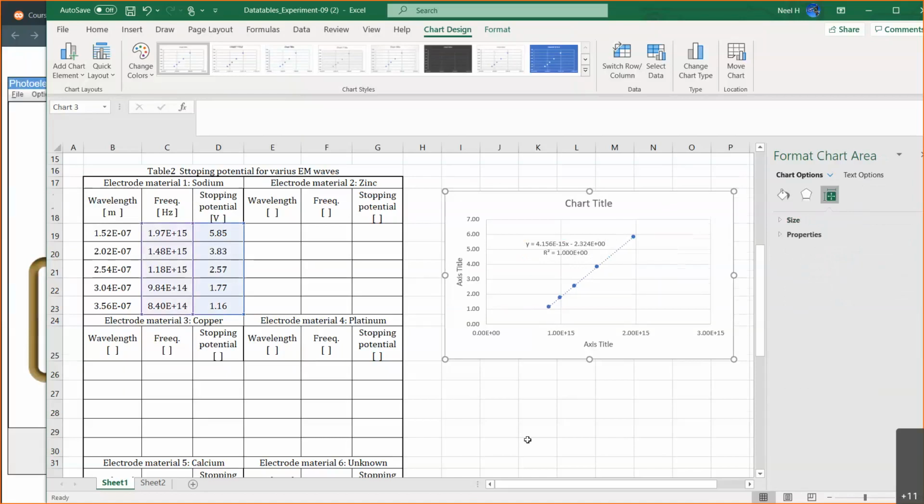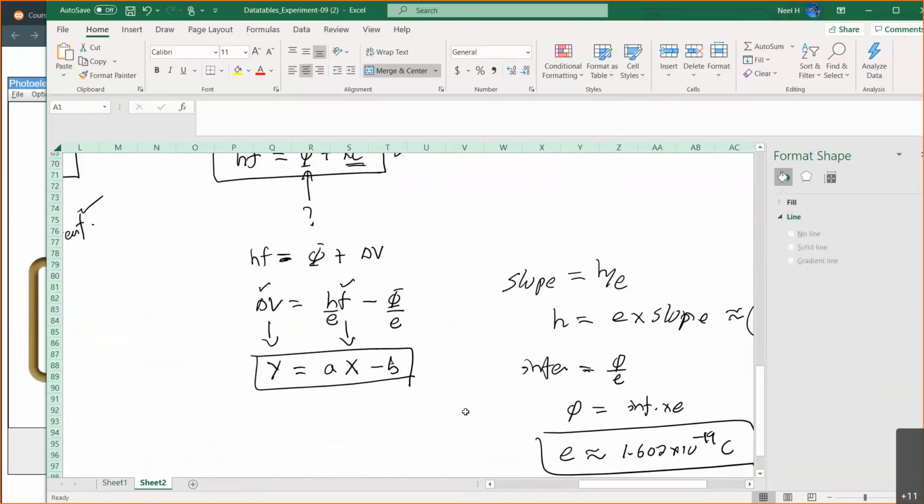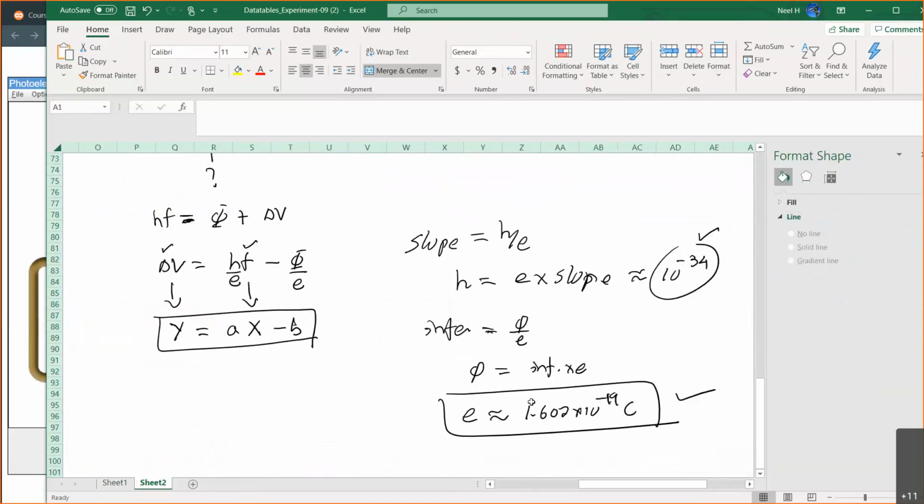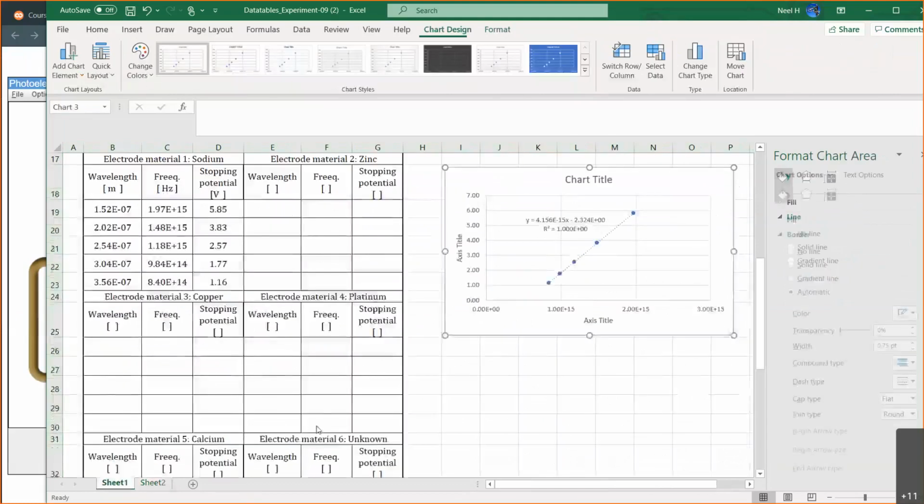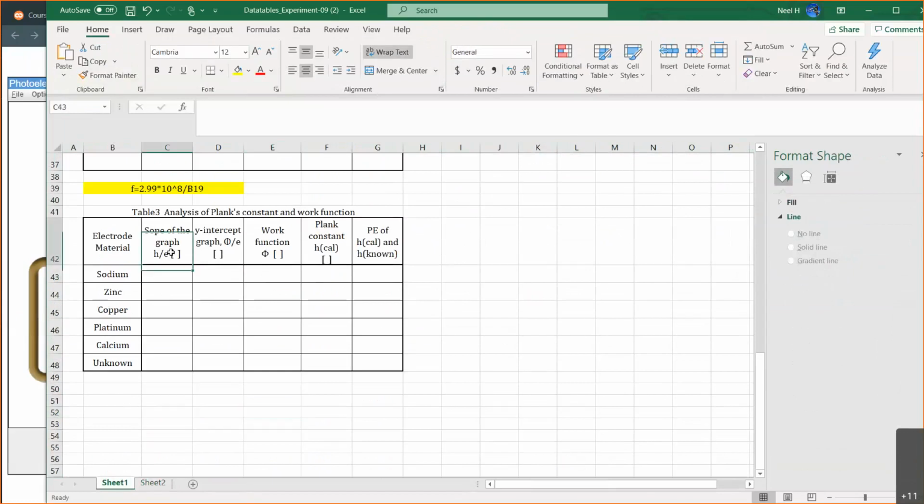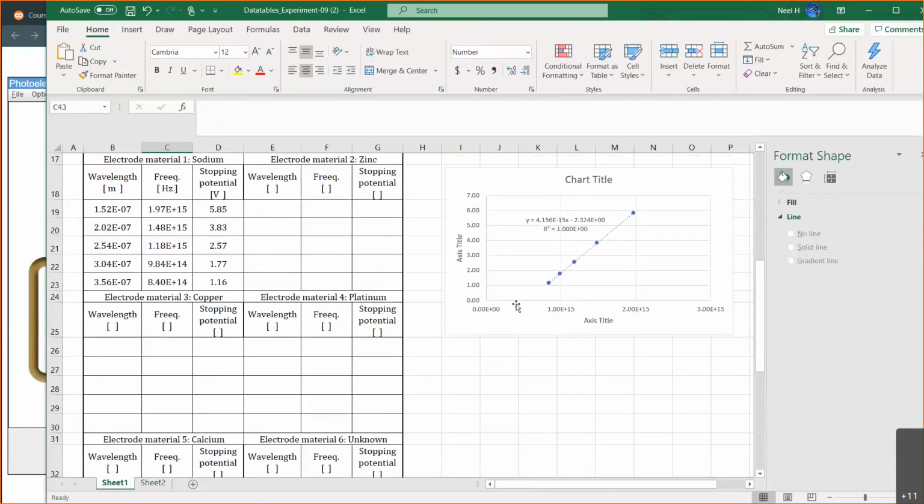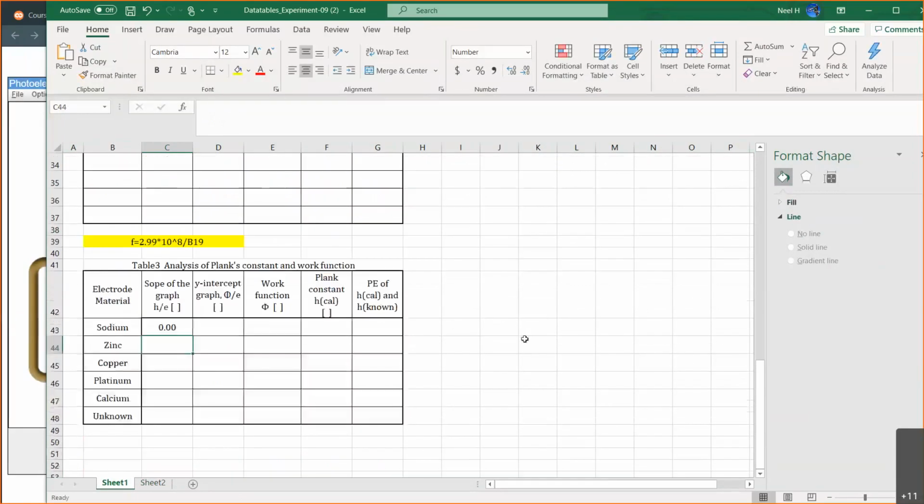All right, now by using that, let's calculate. Slope is 4.156. If I go into the equation, slope multiplied by charge of the electron should be the Planck constant, right? Let's check that one on your table number 3, that's what we're doing. For sodium, slope is H over E. H over E, we have the value 4.156 e to the power minus 15, right? So that's the number we have there.